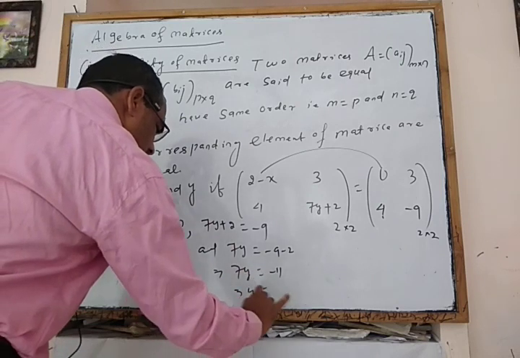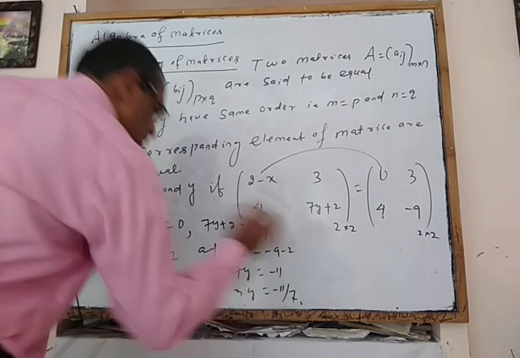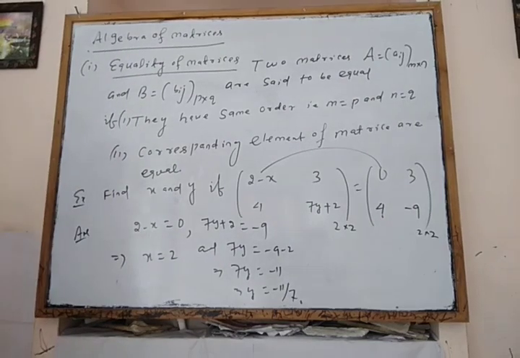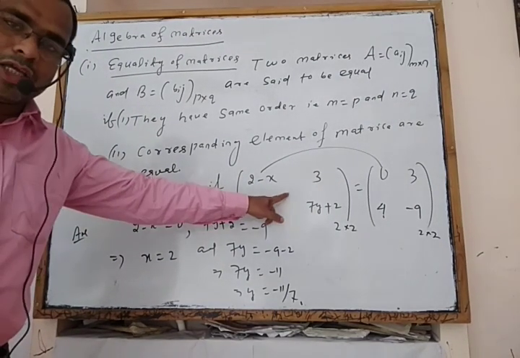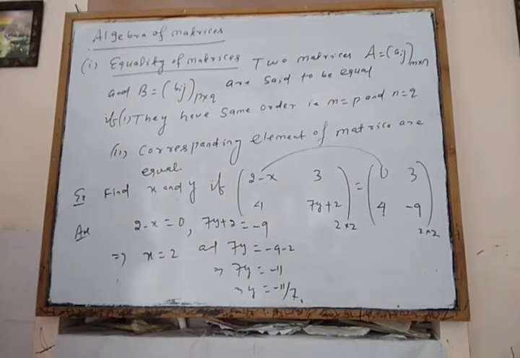That implies y is equal to minus 11 by 7. So in this way you have to find the value of x and y by using equality of matrices.